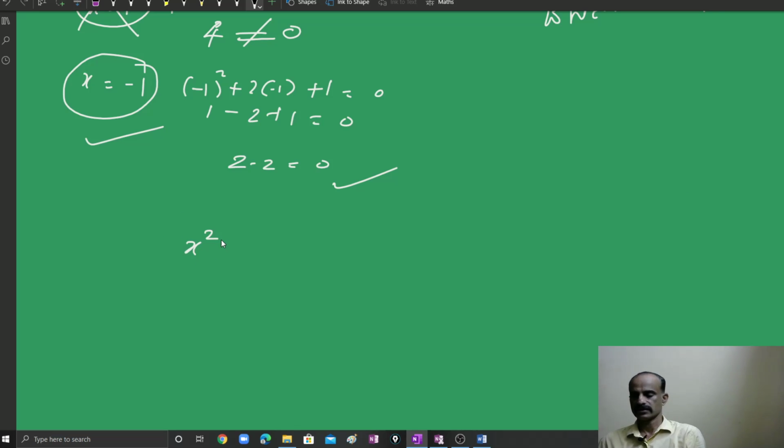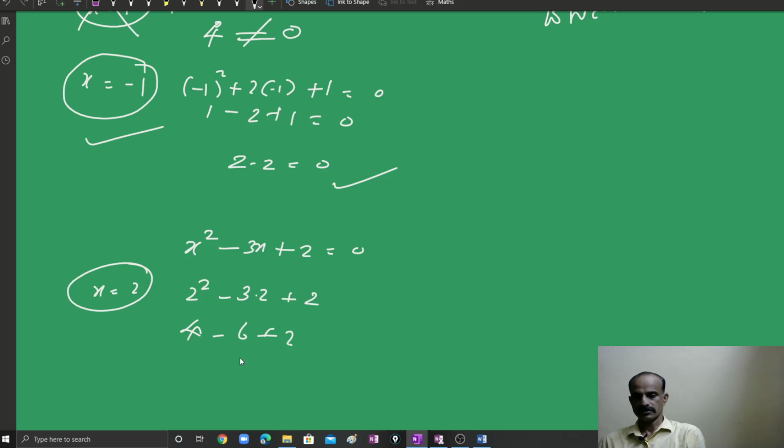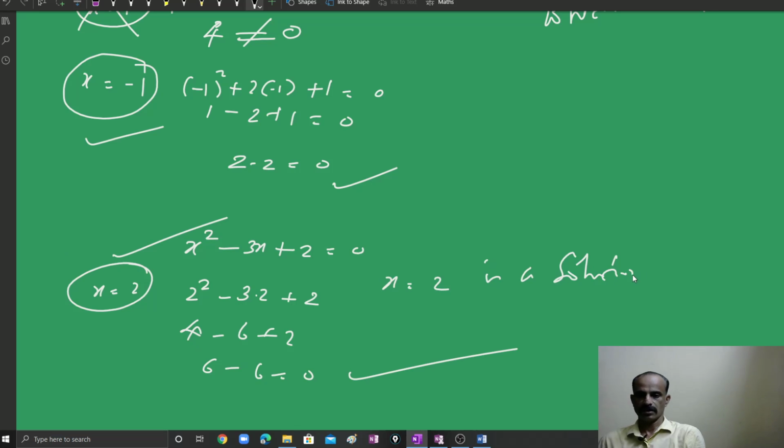Similarly, let us consider another equation. 2x square minus 3x plus 2 equal to 0. Let us take x is equal to 2 here. So, 2 square, 3 into 2 plus 2. That means 4 minus 6 plus 2. Yes, that is 6 minus 6. It is equal to 0. This satisfies. So, x is equal to 2 is a solution, or I can say the solution root of the equation. So that is what we mean by the solution.